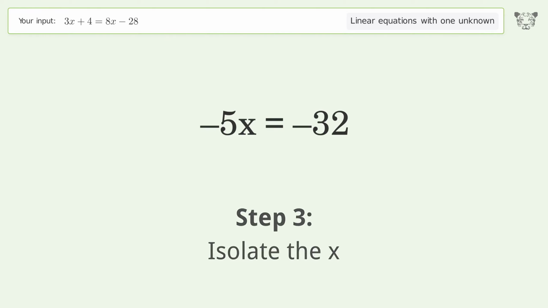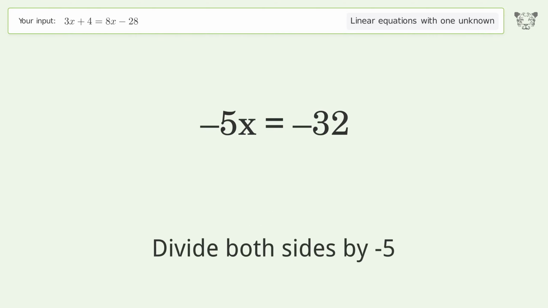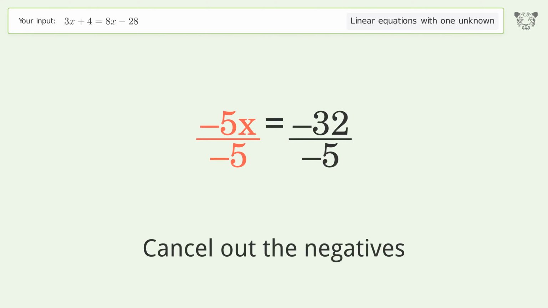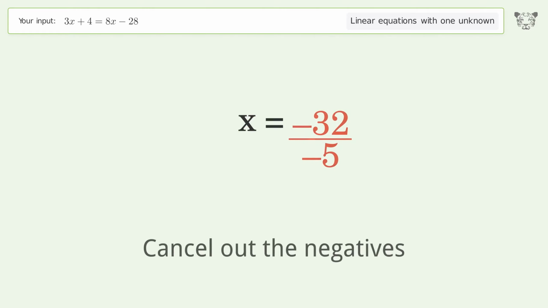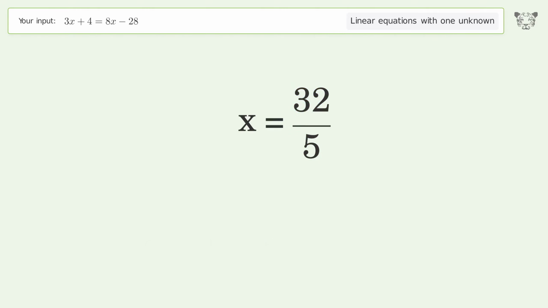Isolate the x. Divide both sides by -5. Cancel out the negatives. Simplify the fraction. Cancel out the negatives. And so the final result is x equals 32/5.